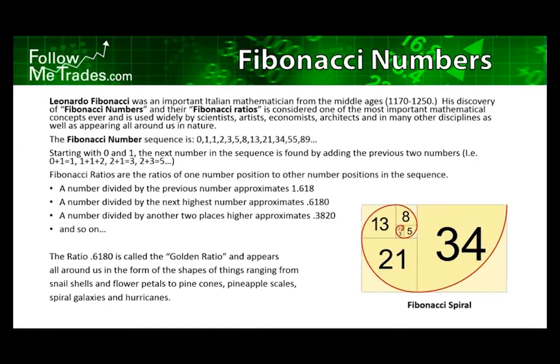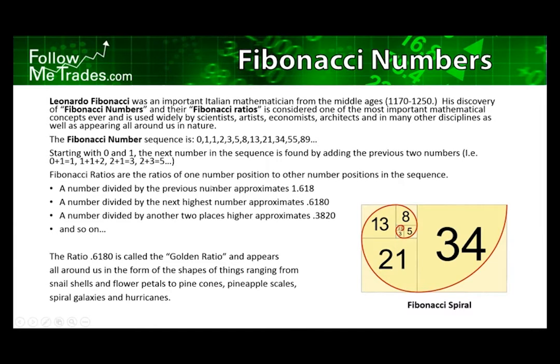I said I use Fibonacci numbers. I use both Fibonacci retracements and extensions. Fibonacci numbers are some special numbers, and they were discovered by Leonardo Fibonacci, an Italian mathematician from the Middle Ages. And the sequence goes like this: 0, 1, 1, 2, 3, 5, 8. The number plus the number before it gives you the next number in the sequence. And there's also Fibonacci ratios, which are important, and they're the ratios of one number in the position to other number positions in the sequence.